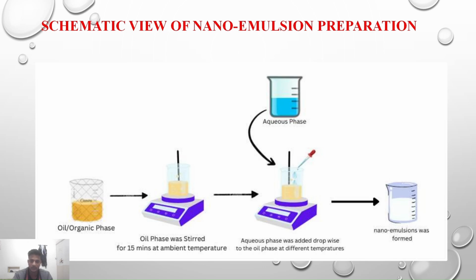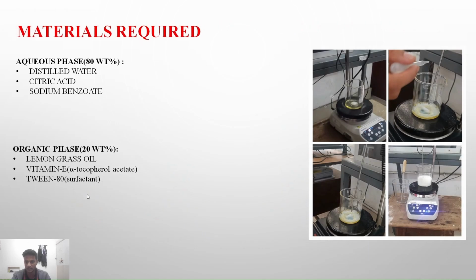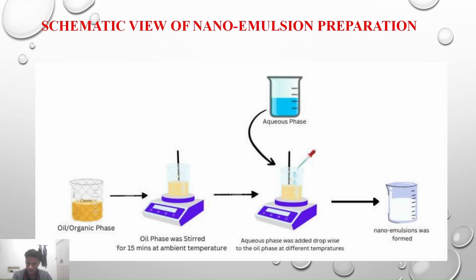Okay, this is the schematic view of the nanoemulsion preparation. I will explain this. As you can see, this is the oil or organic phase. It was prepared by mixing three components: lemongrass oil, vitamin E, and Tween 80, that is the surfactant. Then this is the machine, the stirrer. It does both jobs: it maintains the temperature and also stirs the organic phase continuously. The oil phase was prepared and stirred for 15 to 20 minutes at ambient temperature.